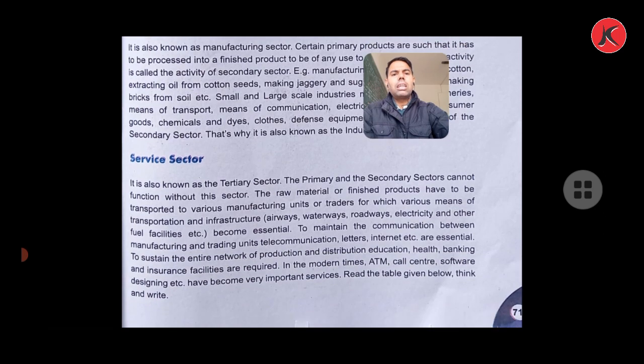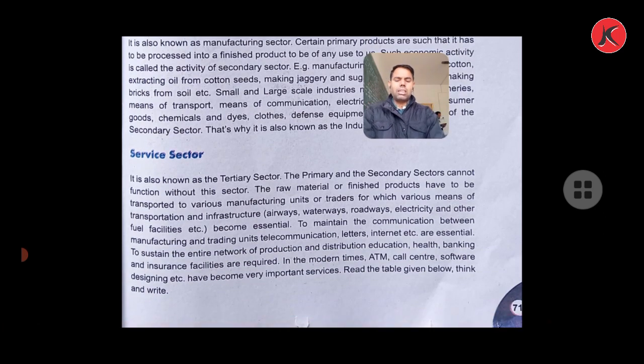After that, the third sector is the service sector. It is also known as the tertiary sector. The primary and secondary sectors cannot function without this sector. The raw materials or finished products have to be transported to the various manufacturing units or traders, so various means of transport and infrastructure become essential.